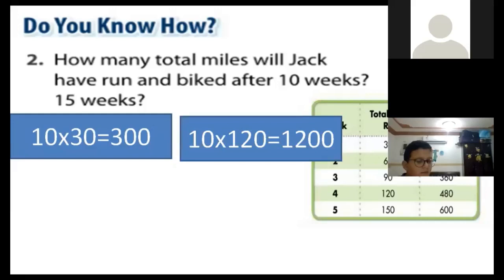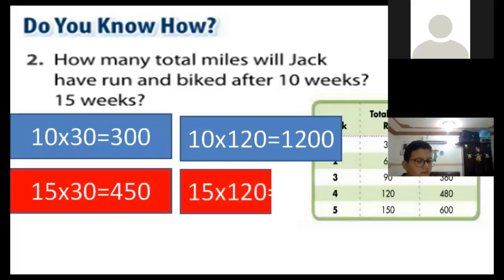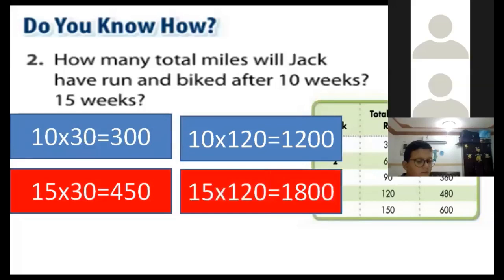So after 10 weeks, he will run 300 miles. And also after 10 weeks, he will bike 1,200 miles. Doing the same after 15 weeks, multiply the same amount. He ran 30 by 15 to get 450, and do the same also for 15 by 120 to get 1,800. You heard me, my dear? Yeah. It's clear now for you, Lana? Yeah. Okay, my dear, thank you.